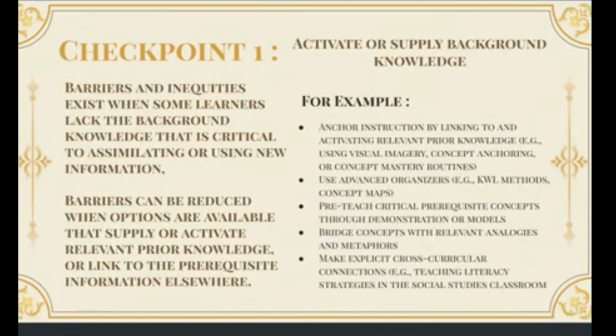The first one. So barriers and inequities exist when some learners lack the background knowledge that is critical to assimilating or using new information. Barriers can be reduced when options are available that supply or activate relevant prior knowledge or link to the prerequisite information elsewhere. For example, anchor instruction by linking to and activating relevant prior knowledge, using advance organizers, and pre-teaching critical prerequisite concepts through demonstration or models.